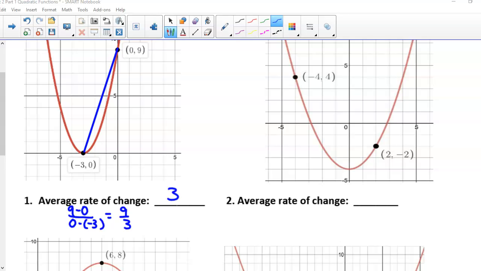So go ahead and try number 2. Find the average rate of change between the 2 points for number 2. Pause the video, and you try it, and then come back and check your work.